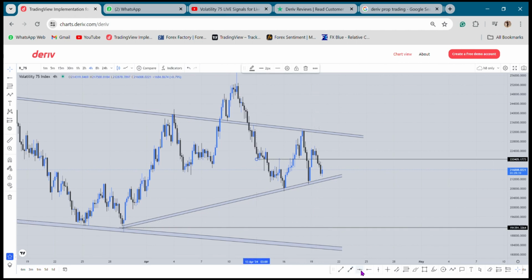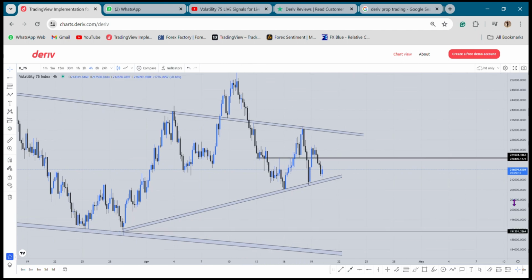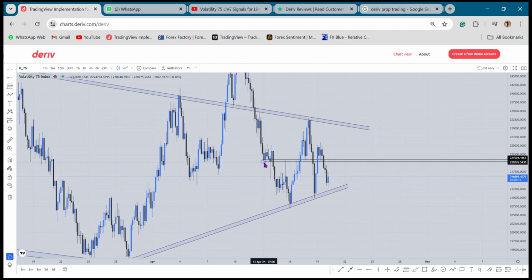So we have this given horizontal support that became resistance, and so on and so forth. Resistance became support. So you can see it as this. Let me just highlight it. We had a support here. Yeah, when you go to the lower time frame, you'll find this is a head and shoulder. We will just do that.